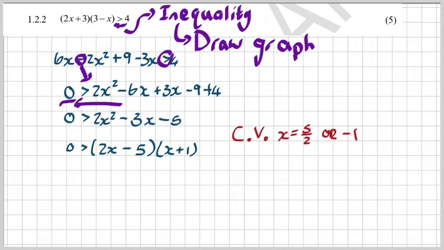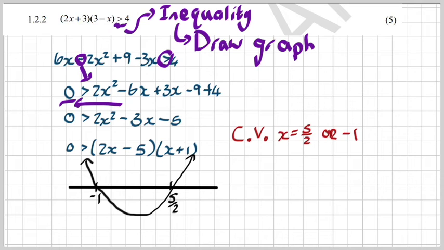So that is the points where my expression is equal to 0. Remember, even though it doesn't say equal to 0, I'm still going to look for the critical values. Next up, I'm going to draw my graph. It's a smiling parabola because it is a plus 2x squared. I'm looking for smaller than 0, okay? I'm looking for smaller than 0.